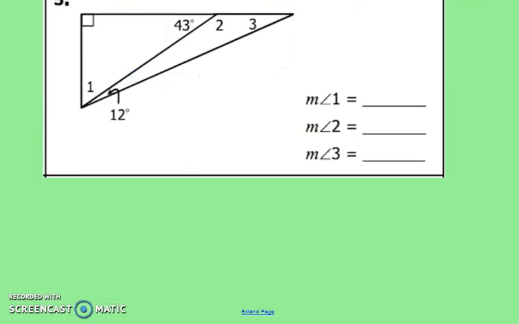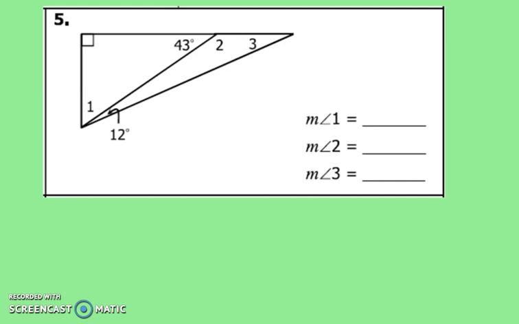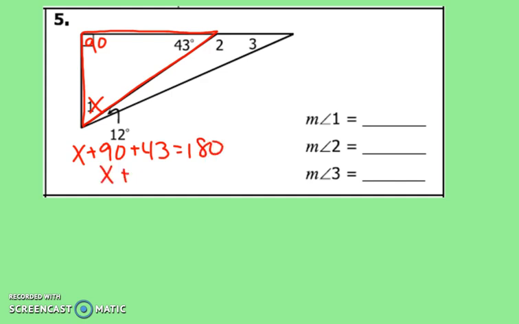Now, the last one that we're going to look at together, number 5. Again, I'm going to do it in multiple different colors so you can see what's going on. Now, if we start by looking at this, we don't have 2 written out angles in one triangle. But if I look at this big triangle right here, we know that that box in the corner means it's a right angle, so it's 90 degrees. That's a given angle. So now I can find angle 1. Well, X plus 90 plus 43 equals 180. So X is going to be equal to 47 degrees.